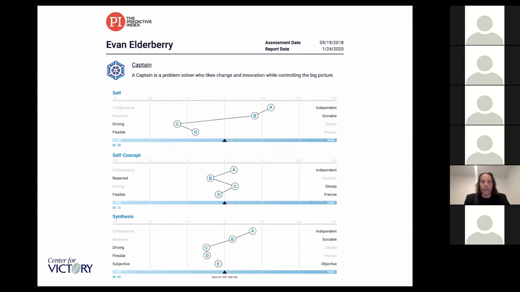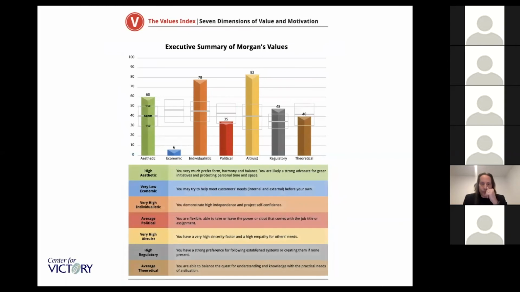Obviously, the first report that goes in there is the 3-page report from the Predictive Index with the self-concept and synthesis on them. It's the 3-pager. The other document that we include in there is the Values Index. This is not in your PI software. This is an additional assessment that we utilize here that some of our other clients utilize as well.